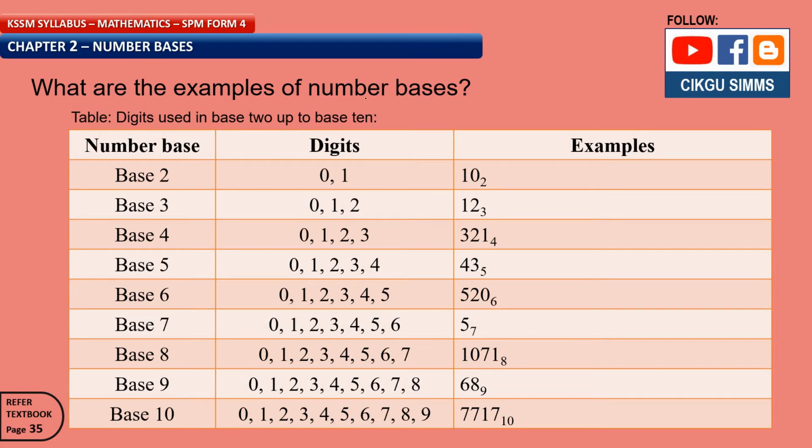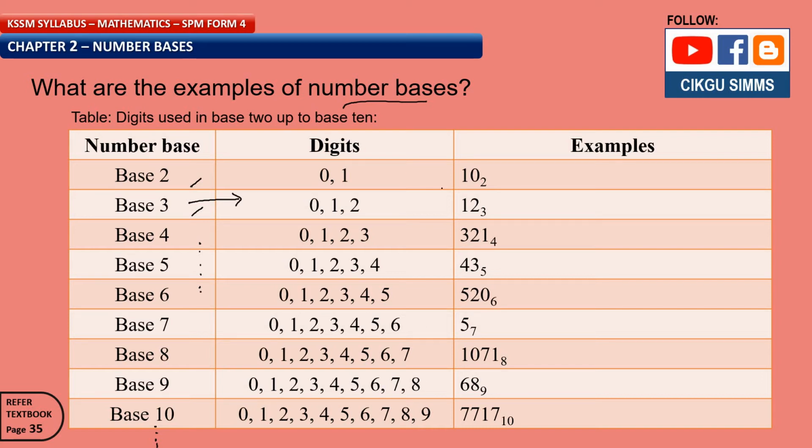So what are the examples of number bases? We have base 2, base 3, and so on up to base 10, and they go higher than base 10. For base 2, you have 2 different digits, which are 0 and 1. For base 3, you have 3 different digits, which are 0, 1, and 2, and so on. For base 10, you have 10 different digits from 0 to 9.